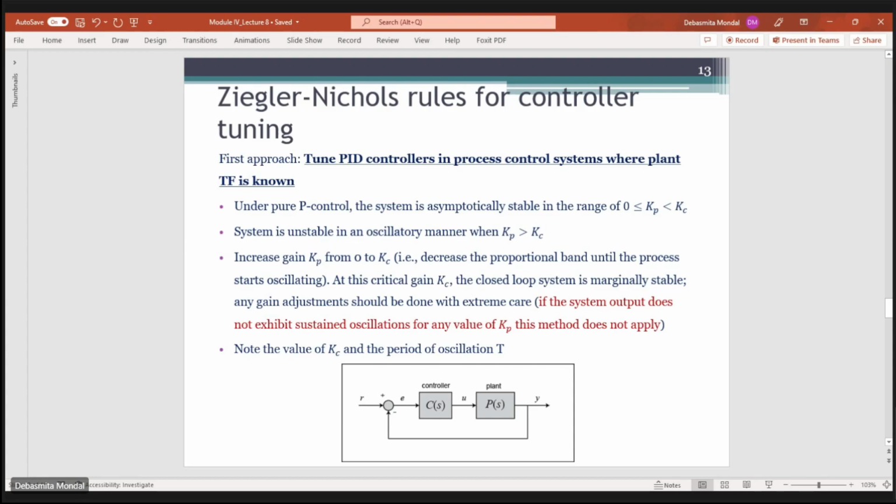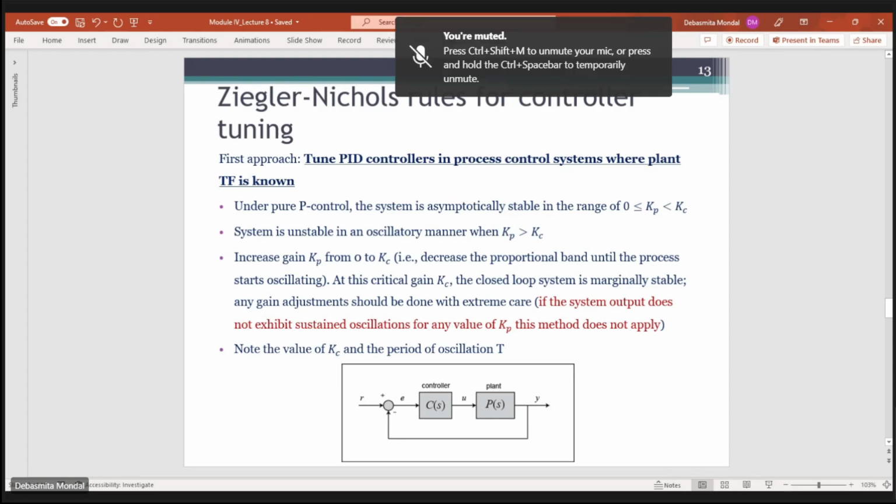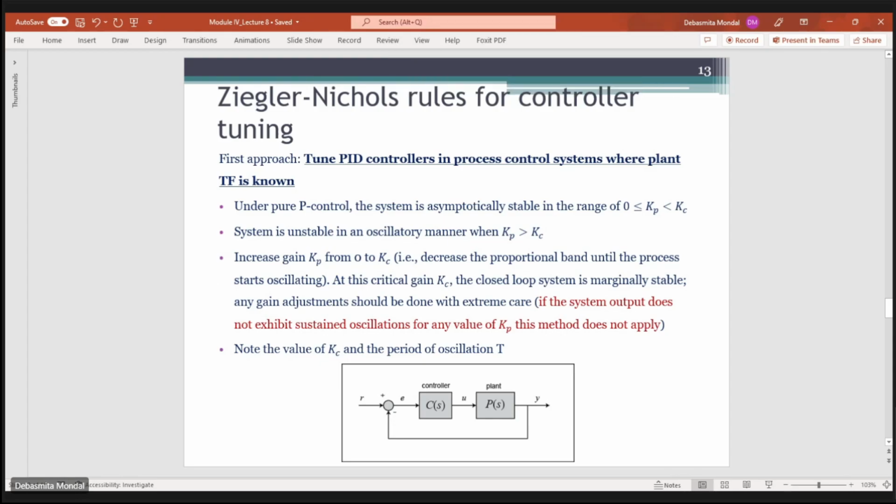Near about Kc, you have to do the gain adjustments, and you have to be very careful, because if you make it slightly higher than Kc, the system will go to instability. Once you know the value of Kc, you can also find the period of oscillation of the sustained oscillation. You can find it from the Routh-Hurwitz criteria.